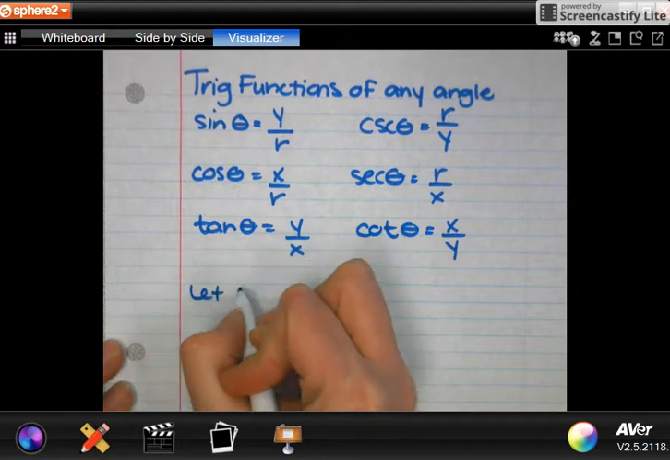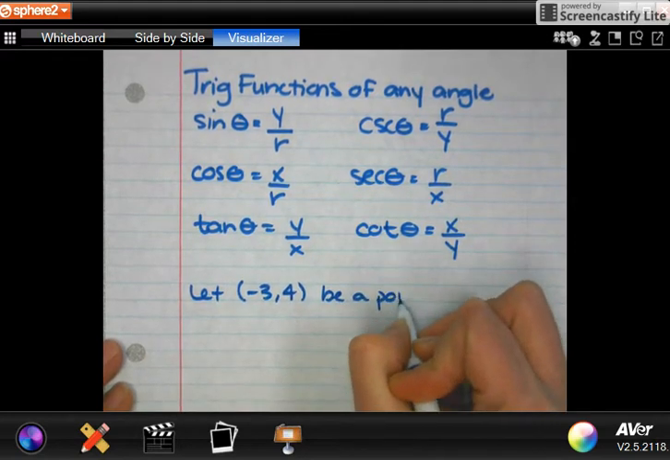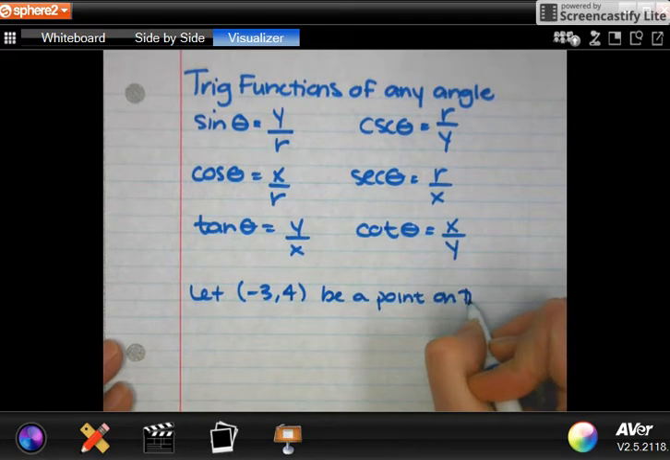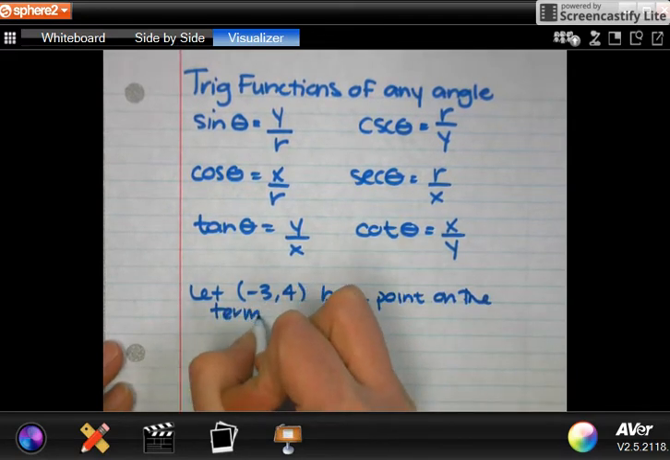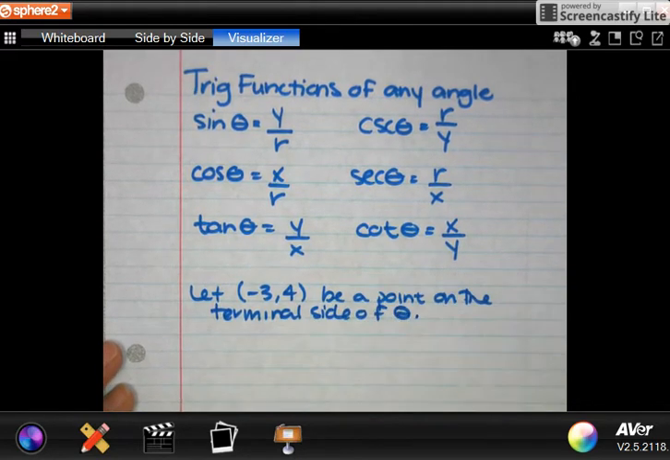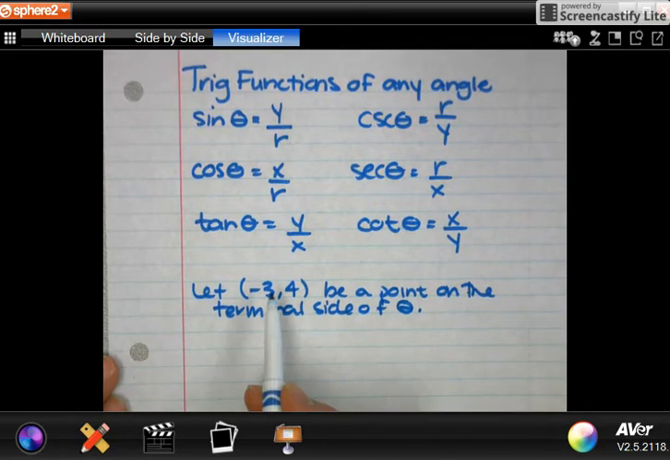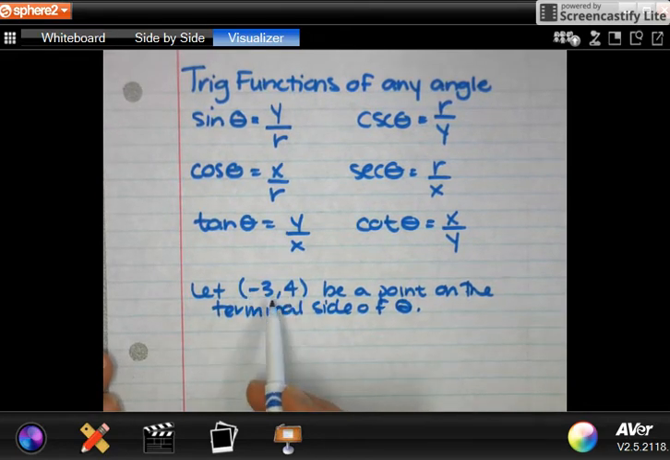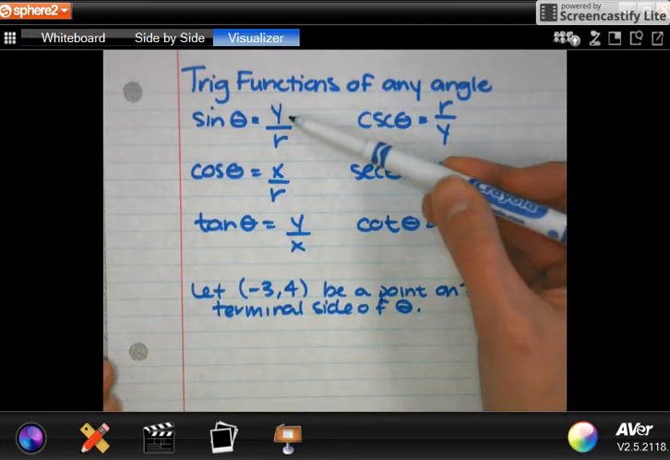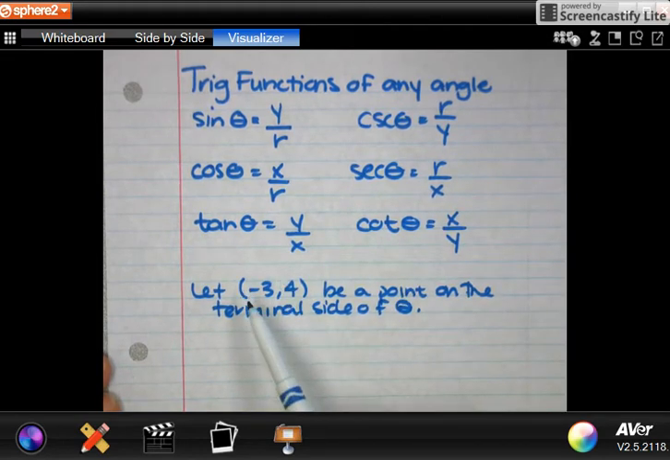So it says let -3, 4 be a point on the terminal side of theta. So what we want to do is find sine, cosine, and tangent of theta. So the first thing I notice is that -3, 4, that's not one of the coordinates on the unit circle. So that's telling me that I have to use y over r, x over r, and y over x. These are not part of the coordinates that are on the unit circle.